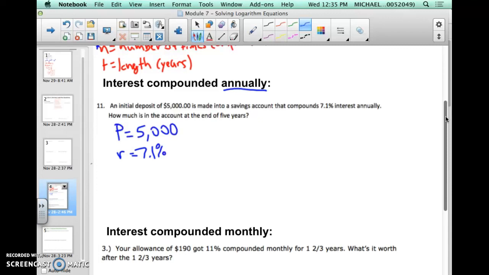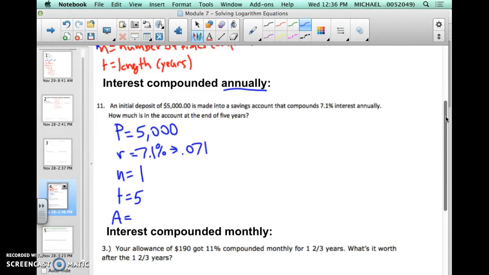But mathematically, I need to turn that into a decimal because I use decimals with the formula. If you remember, if it's a percentage, you move the decimal point 2 places to the left, so it becomes 0.071. This is my interest rate, 0.071. Now annually tells me that N, the number of times it compounds in a year, is just once. So N is 1. And then finally, how much is in the account at the end of 5 years? So T is 5. And how much is in the account? It looks to me like A, the ending balance, is the unknown. So I need to solve for A.